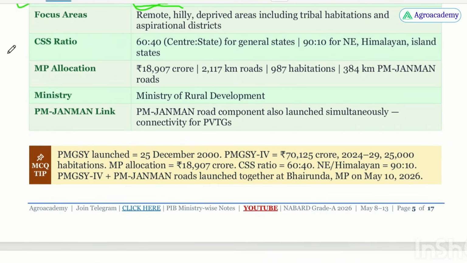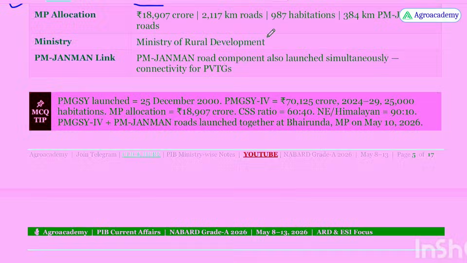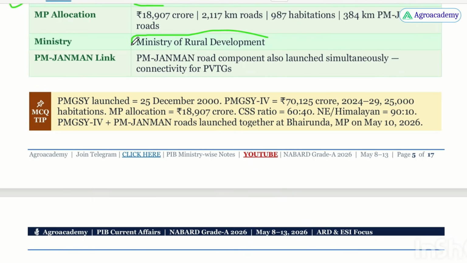The CSS ratio, that is the fund sharing ratio, is 60:40. 60% of the cost will be borne by the Centre and 40% by the state governments. For northeastern, Himalayan, and island states, the ratio is 90:10. And this comes under the Ministry of Rural Development, not under the Ministry of Agriculture and Farmers Welfare. You need to remember this very carefully.